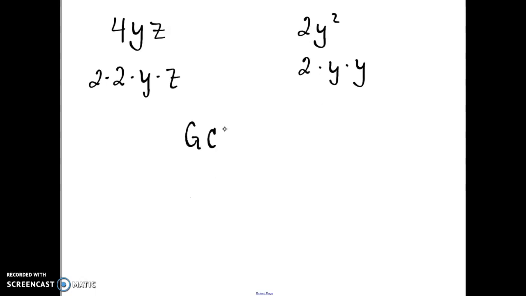So the GCF then, I see a 2 in both factorizations. I see a y. And actually I don't see anything else. This 2 here is not matched with anything on this side. There's certainly no z. And even though there's an extra y here, I can't match it with a y on this side. So the greatest common factor is in fact 2y. So we're going to keep that in mind and look at another one.